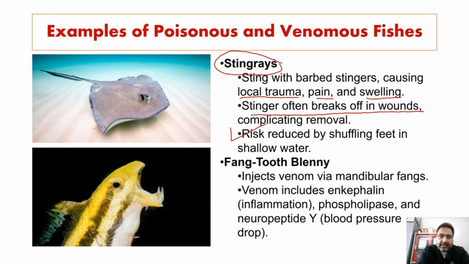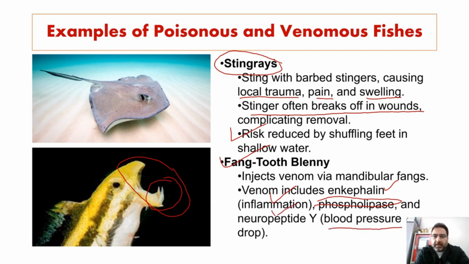There is another fish known as the fang tooth blenny. You can see here that the teeth are like the fangs of snakes. The venom includes enkephalin. Enkephalin is one of the toxins present in them, which causes inflammation, and it has phospholipase and neuropeptide Y, which causes a drop in blood pressure.